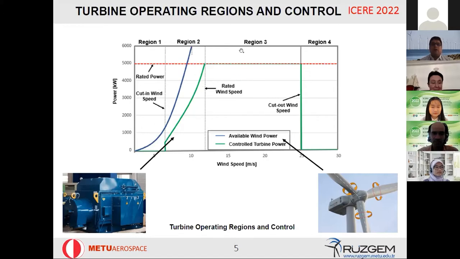During the turbine operation in region two and three, we have another controller which guides the turbine rotor, puts the turbine rotor into the wind coming direction. It is the yaw controller.